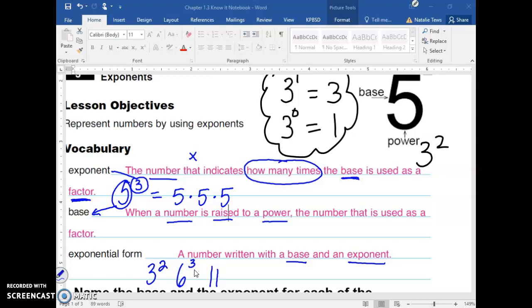11 to the 6th power. Okay, so 11 to the 6th power. 10 to the 9th power. 8 to the 9th power. Did you say 8 to the 9th power? Okay, perfect. I can also read this as 8 to the power of 9, 10 to the power of 9, 11 to the power of 6. So there's 2 ways I can say it, and it still is the same thing. Okay.